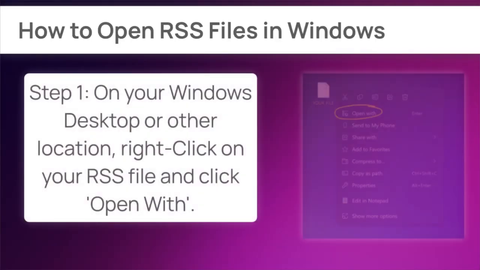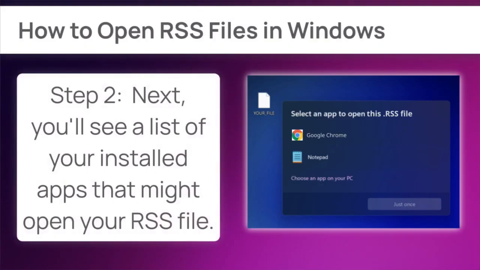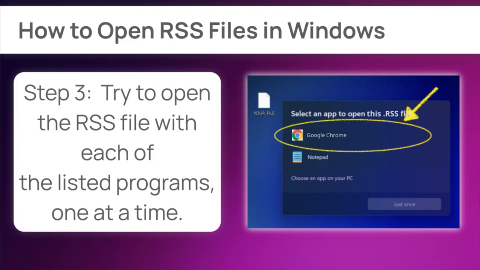Your most crucial first action is the file association test. Right-click the RSS file and choose Open With. If Google Chrome is on your machine, test it. If not, choose another program. We must find the correct software.